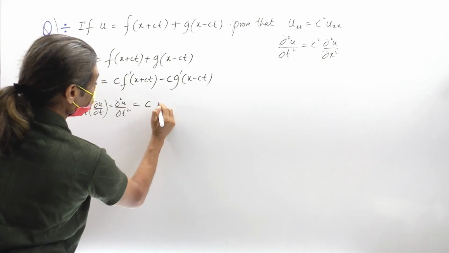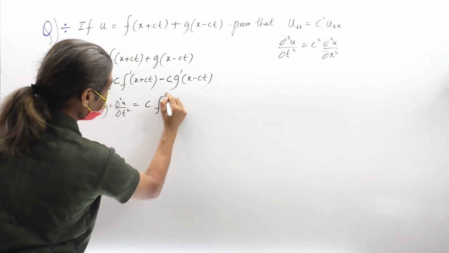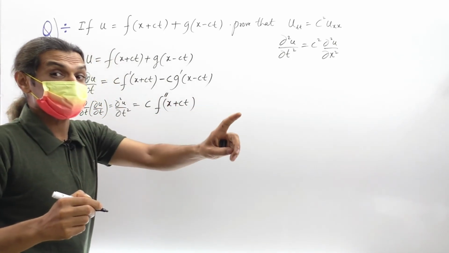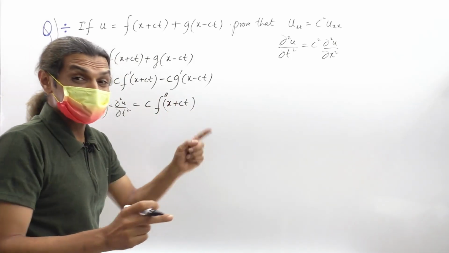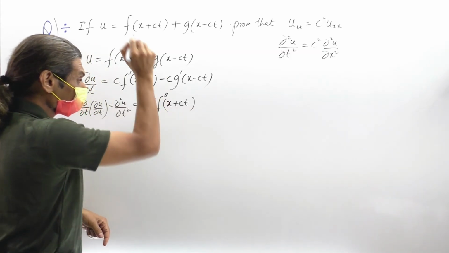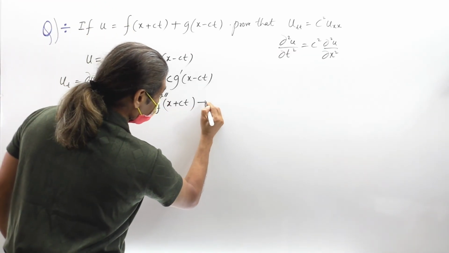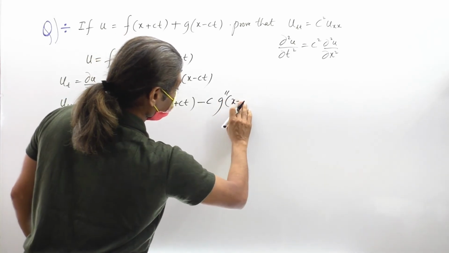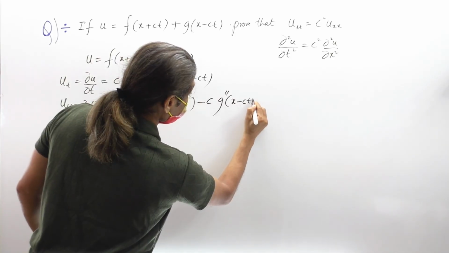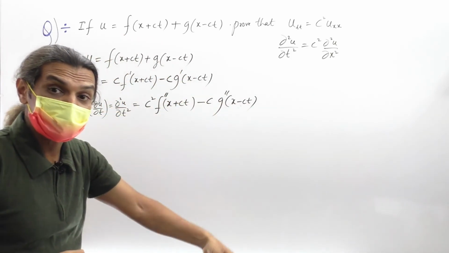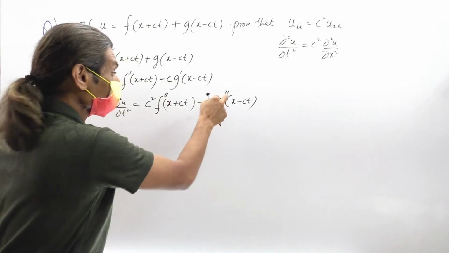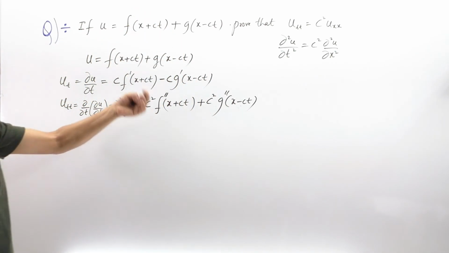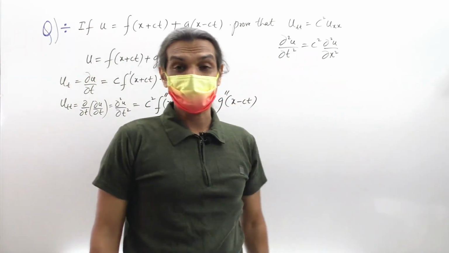So again, as it is, differentiation of f dash is f double dash of x plus ct. Again differentiation of x is 0 with respect to t, and ct differentiates to c, and c into this c becomes c square. Again minus c into g double dash of x minus ct. With respect to t, x is 0 and differential of minus ct is minus c. Minus c into minus c becomes plus c square. That's it. This is what we get. So we have the first one here, dou square u by dou t square.